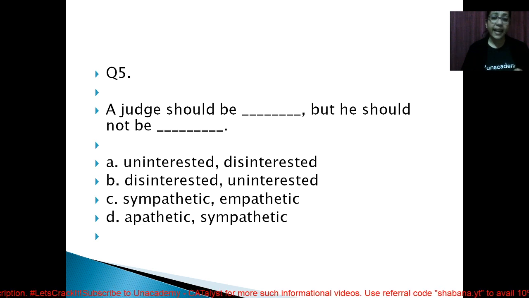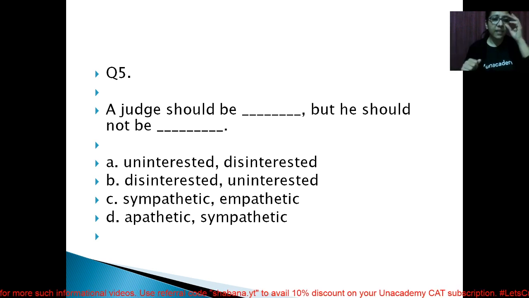Apathy is like something, mujhe koi fark nahi pad raha Simran ka improvement ho raha hai ki nahi, Kaushik improve kar raha hai ki nahi, mujhe koi fark nahi padta. I'm like, apni duniya mein mast. That is apathy, apathetic. How can a judge be apathetic, right? That is out. A judge should be sympathetic. Okay, fine, le lete. Now, what is the difference between uninterested and disinterested?